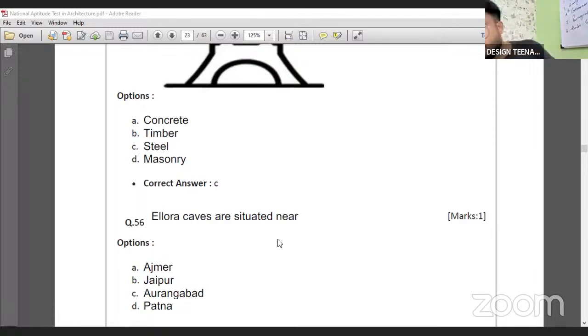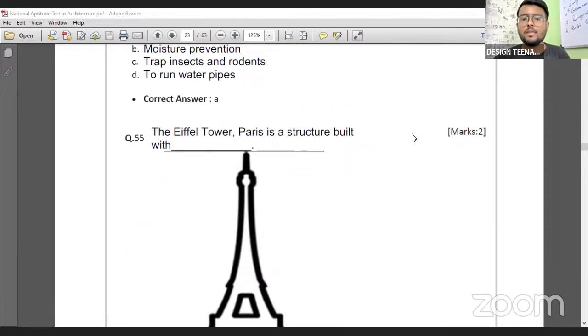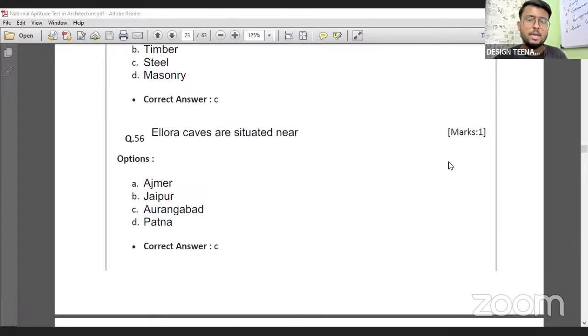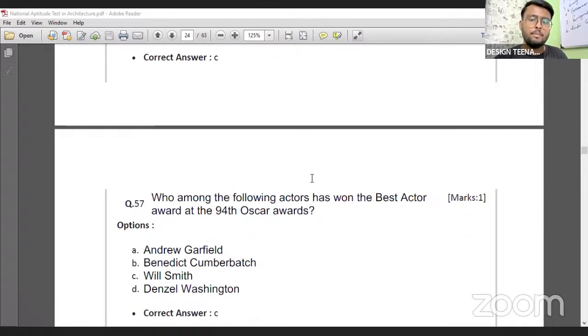Ellora caves are situated near Ajmer, Jaipur, Aurangabad, Patna. Options are in front of you. Option C. Okay, let's see the answer first. Option C, Aurangabad. Correct answer. Now we have seen from 51 till 55, that means 5 questions are of 2 marks, followed by again 1 mark questions. So this is how questions will be jumbled up.